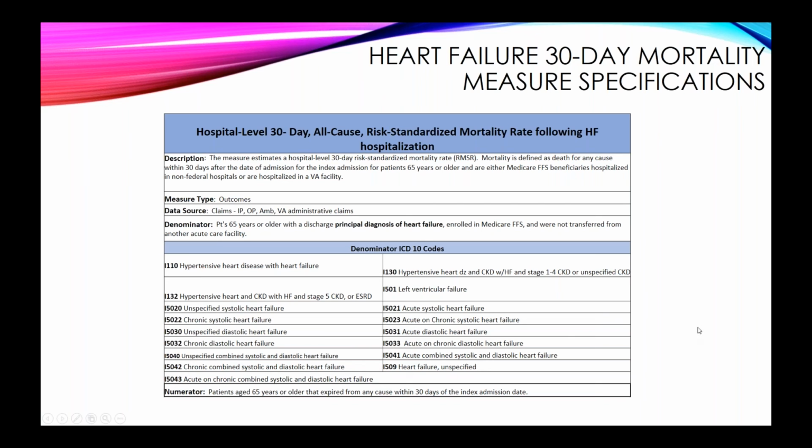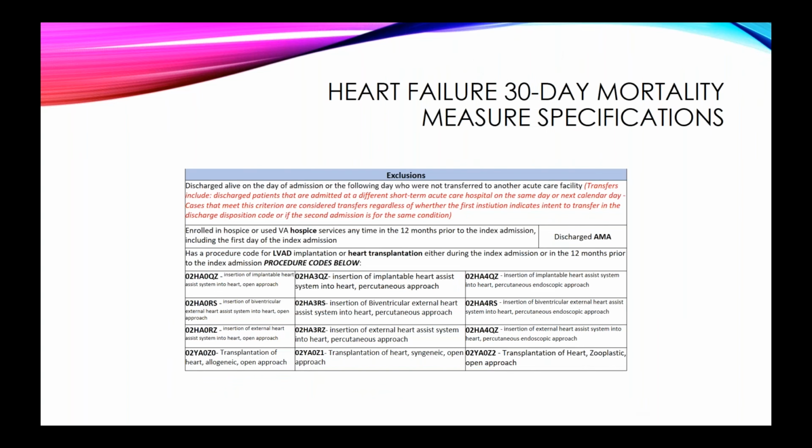These are the ICD-10 diagnosis codes that will kick you into the denominator. You'll notice here that there are some of the combo codes that will kick you into the denominator, and not just strictly heart failure. And of course, the numerator is going to be anyone who expires within 30 days of that admission date, index admission. There are several exclusions to this measure. An easy one to capture that sometimes can get overlooked is this discharge to AMA. So if a patient is discharged against medical advice, the hospital is not held accountable for the outcome of that patient.